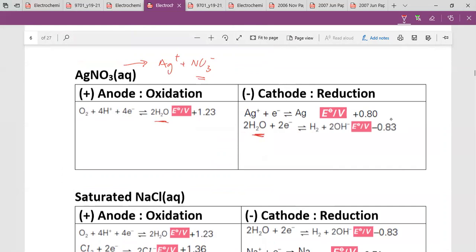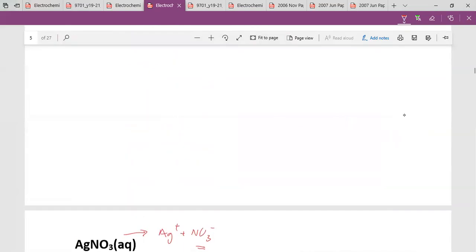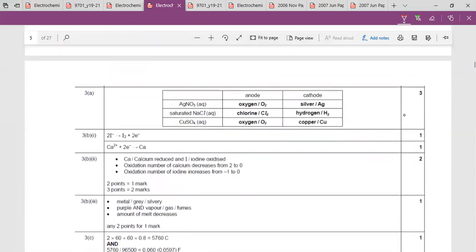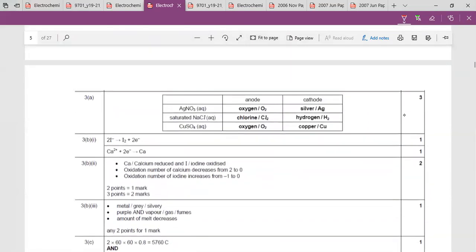Now these two. In this case, water going backwards requires negative 1.23 V, which means oxygen is given out. At the cathode, of course, silver plus and water, the more positive is easier, so silver is given out. So silver and oxygen are given out. See, the answer here is silver and oxygen.